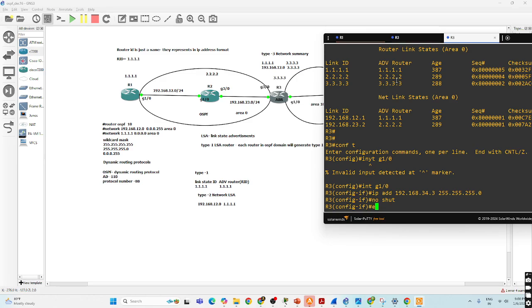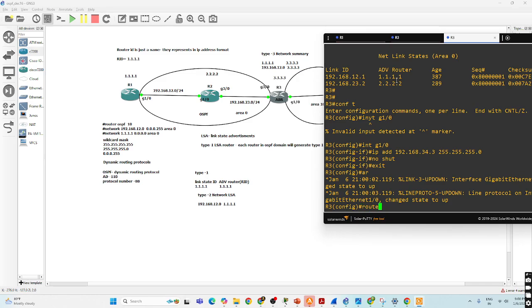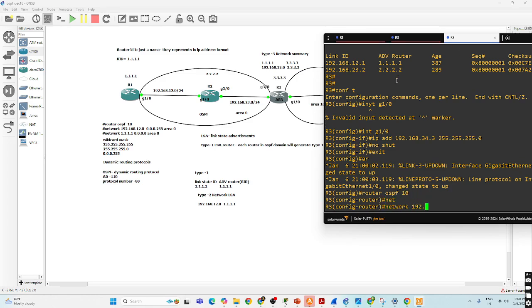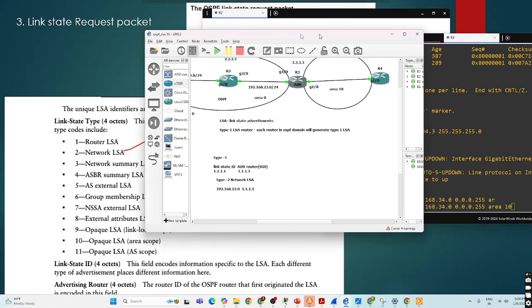And now I need to configure OSPF. Router OSPF 10 and network. What is the network? It is the 192.168.34.0 network, and the wildcard mask. And tell me what area I need to give here. Area 10. Very good. Everyone understood this, right?